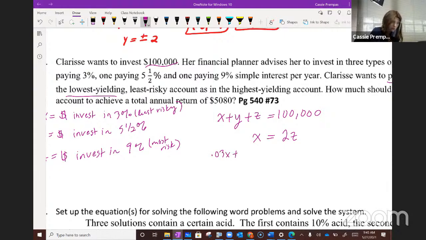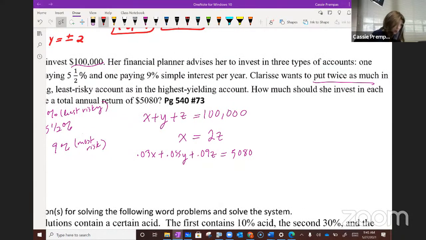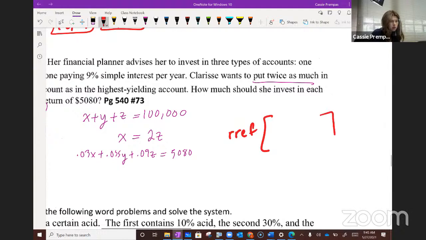0.03x, good, plus 0.055y, good, plus 0.09z equals, how much does she get back? 5,080, awesome. Now, rather than spending all the time to work through a system of 3 equations, do you guys remember that we could just use RREF on this? But we do have to line up our coefficients.